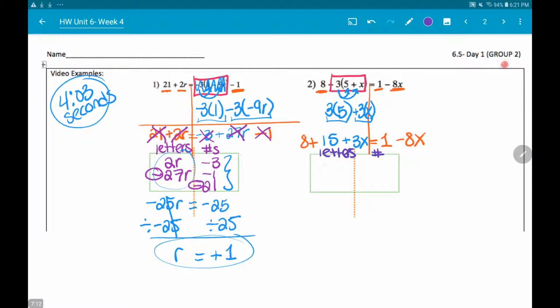I'm ready to put them in my appropriate sides. So for letters, I have 3x, -8x, but that was on the other side, so I need to change the sign. For my numbers, I have 1, same side. I have 8 and 15. Those were on my other side, so I'm going to change and change.